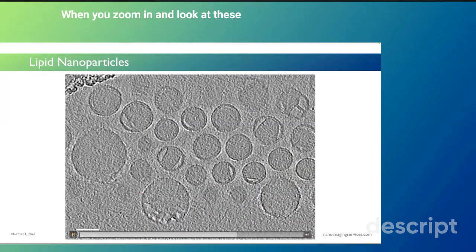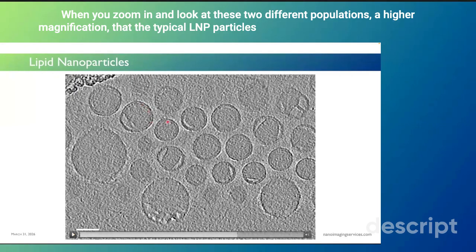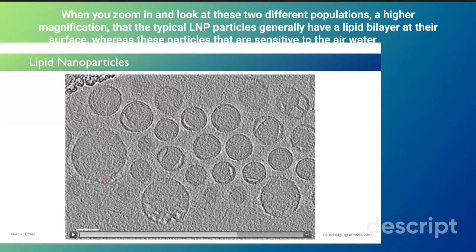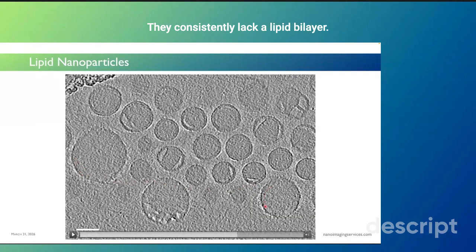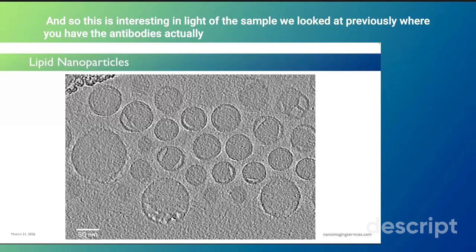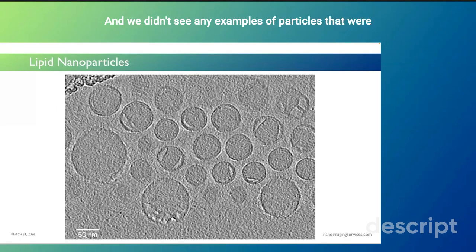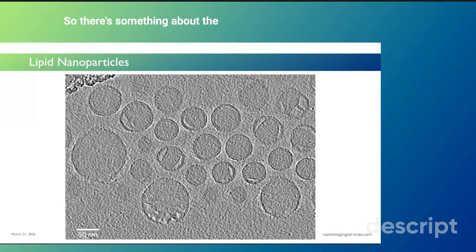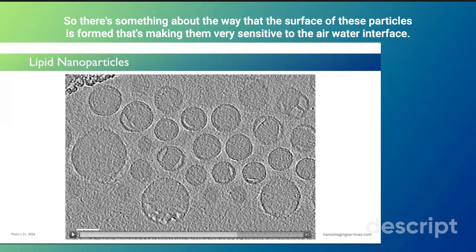When you zoom in and look at these two different populations at higher magnification, the typical LNP particles generally have a lipid bilayer at their surface, whereas these particles that are sensitive to the air-water interface consistently lack a lipid bilayer. They also appear to lack blebs as far as I can tell. And so this is interesting in light of the sample we looked at previously, where you have the antibodies actually anchoring the LNPs at the air-water interface, and we didn't see any examples of particles that were falling apart or hemisphere-type particles like we see here. So there's something about the way that the surface of these particles is formed that's making them very sensitive to the air-water interface.